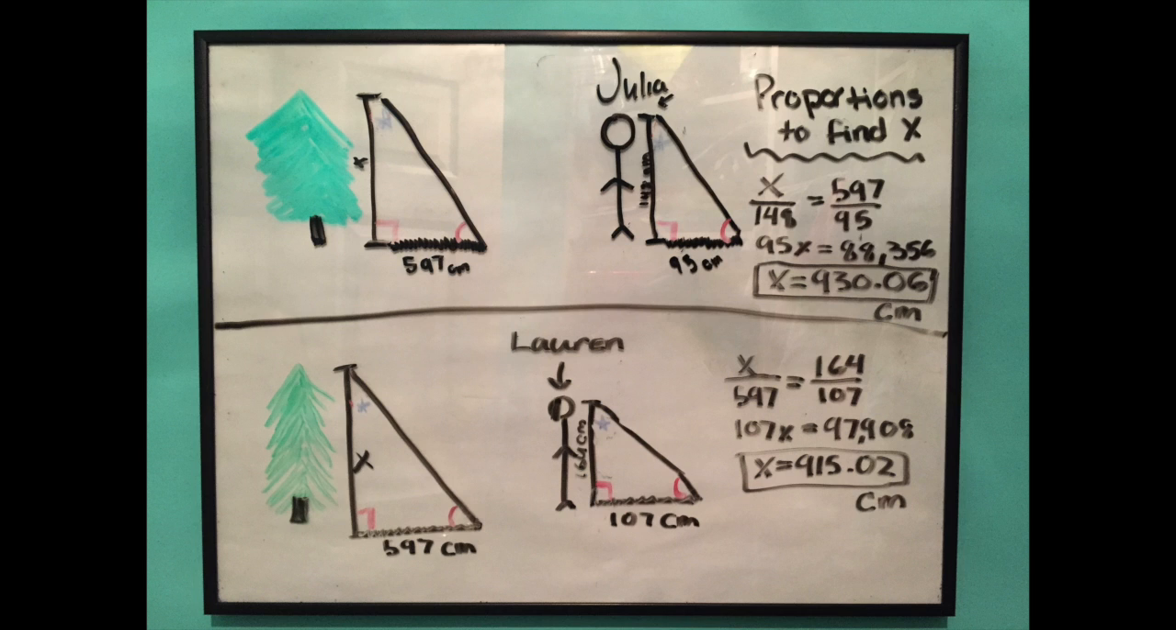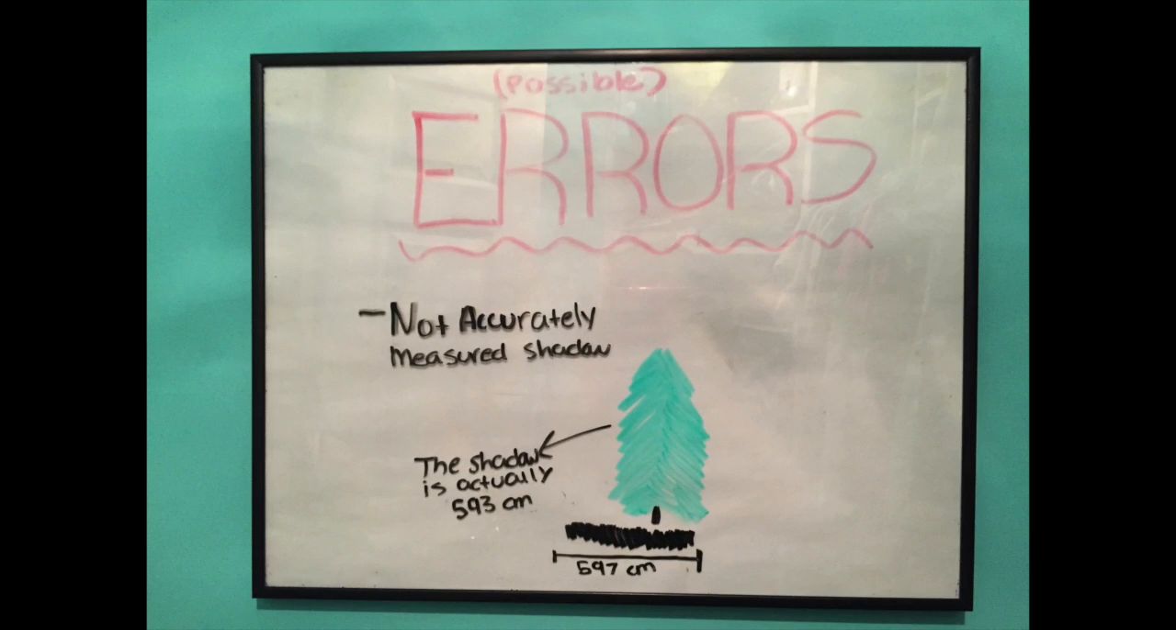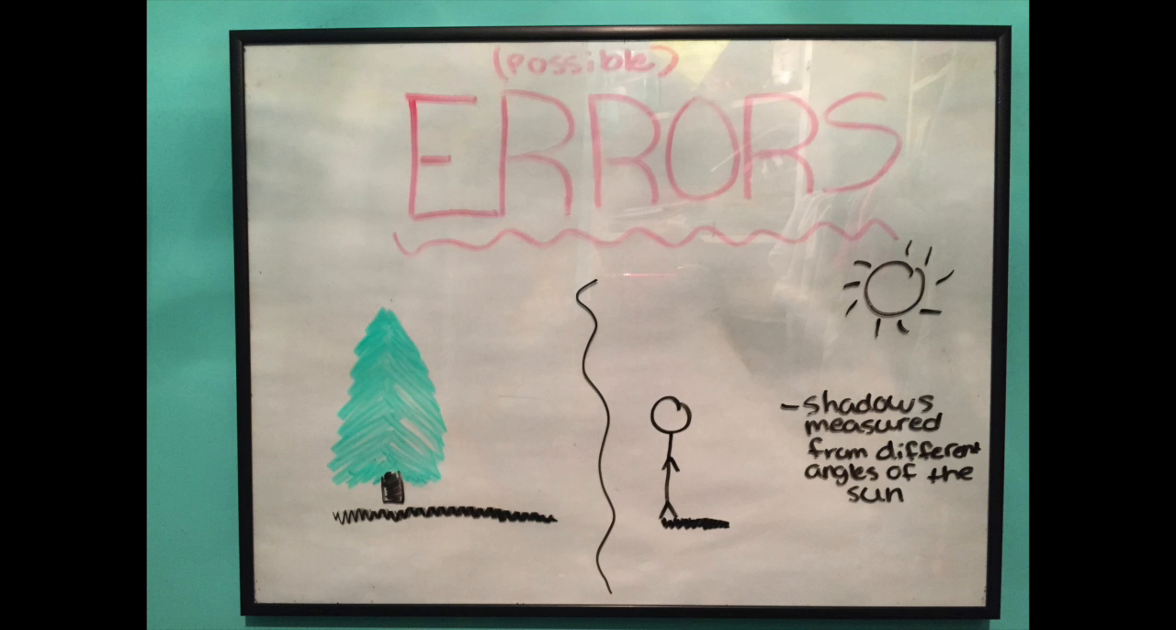But why are our answers different? Well, because we could have run into some possible errors. Maybe we didn't measure the shadows accurately enough. Or maybe we were far enough away that the sun hit us at different times.